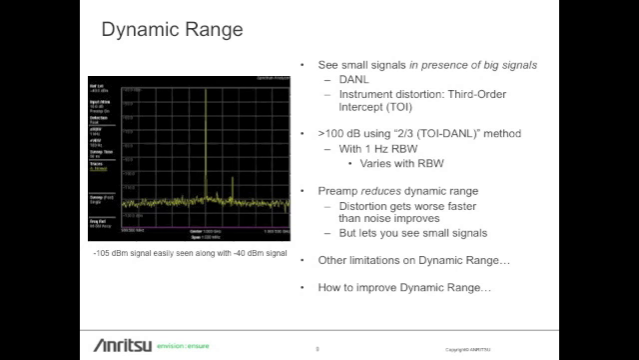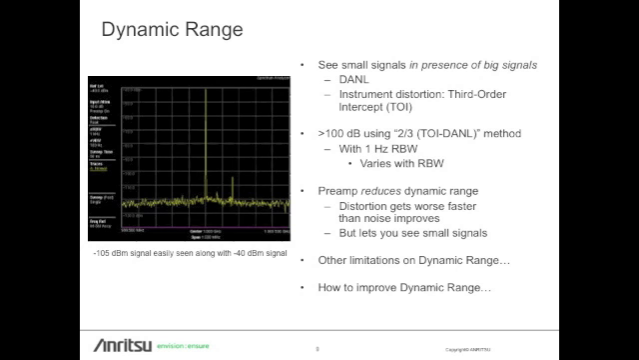So if there's a spec for the instrument for dynamic range, it's important to know what methods are being used. There are many different methods that can have wildly different numerical values. I like the method listed here, 2/3 of TOI minus DANL. That's a real, usable distortion dynamic range metric. Some metrics are really pretty silly. If that number is more than 100 dB, that starts to be a pretty good analyzer. That's with a 1 hertz resolution bandwidth. So again, that varies with resolution bandwidth because the noise does.